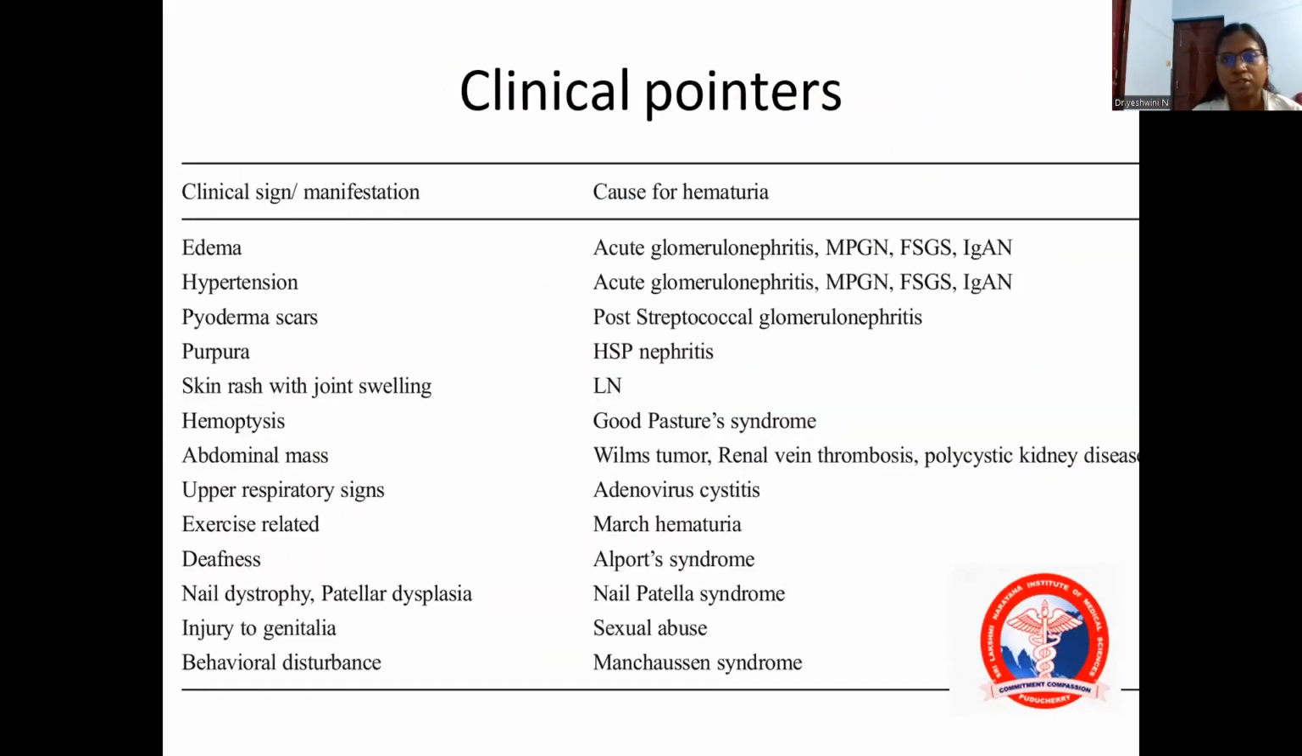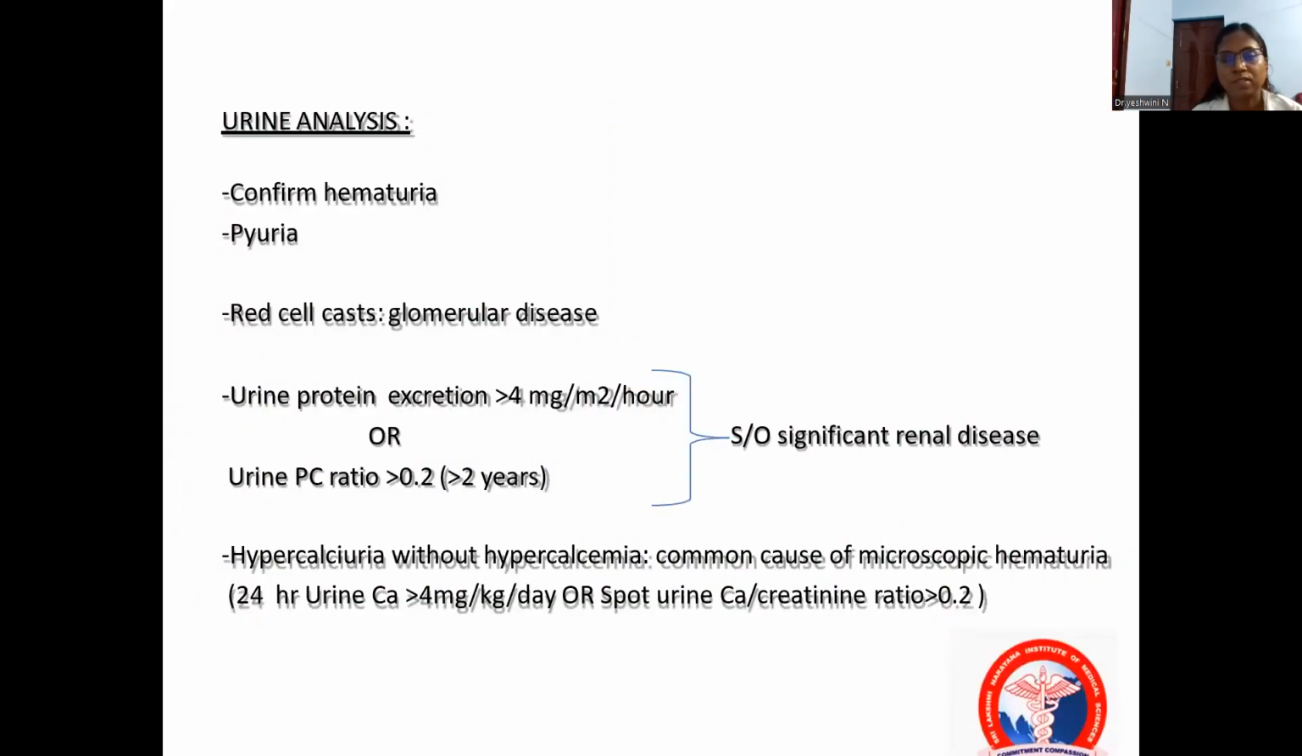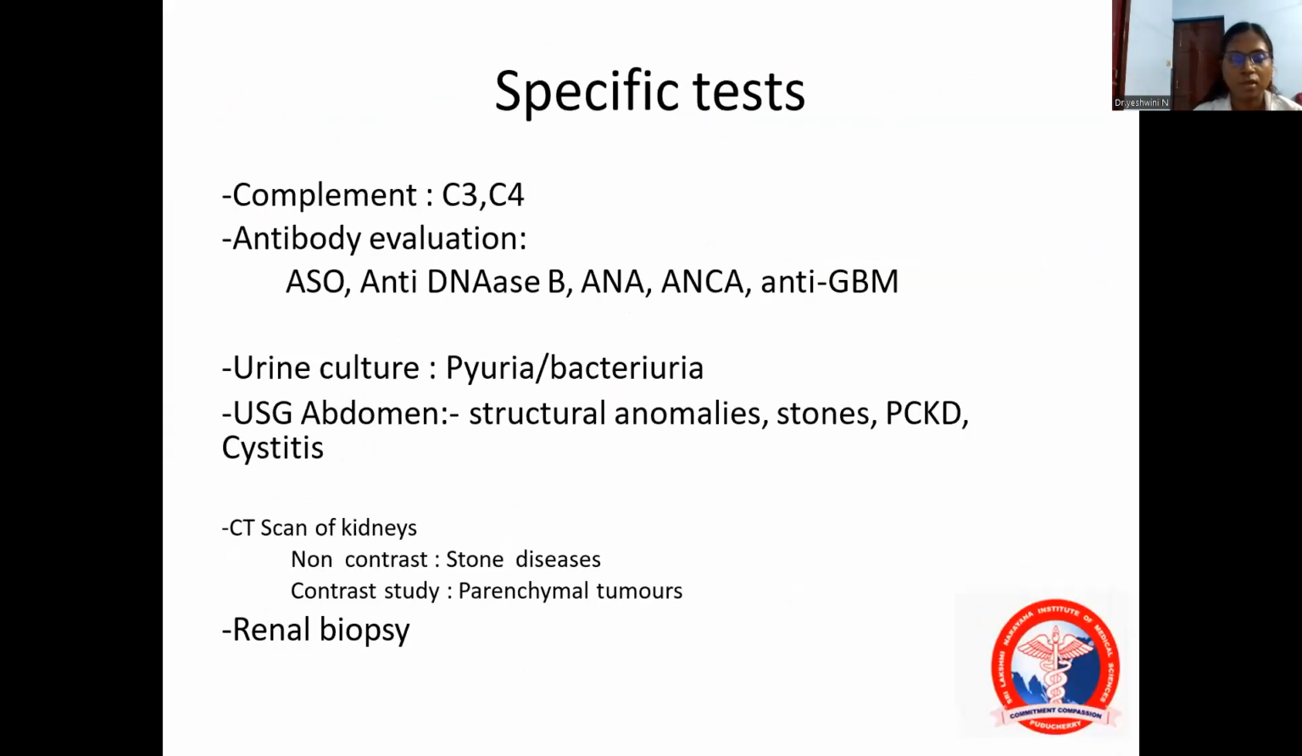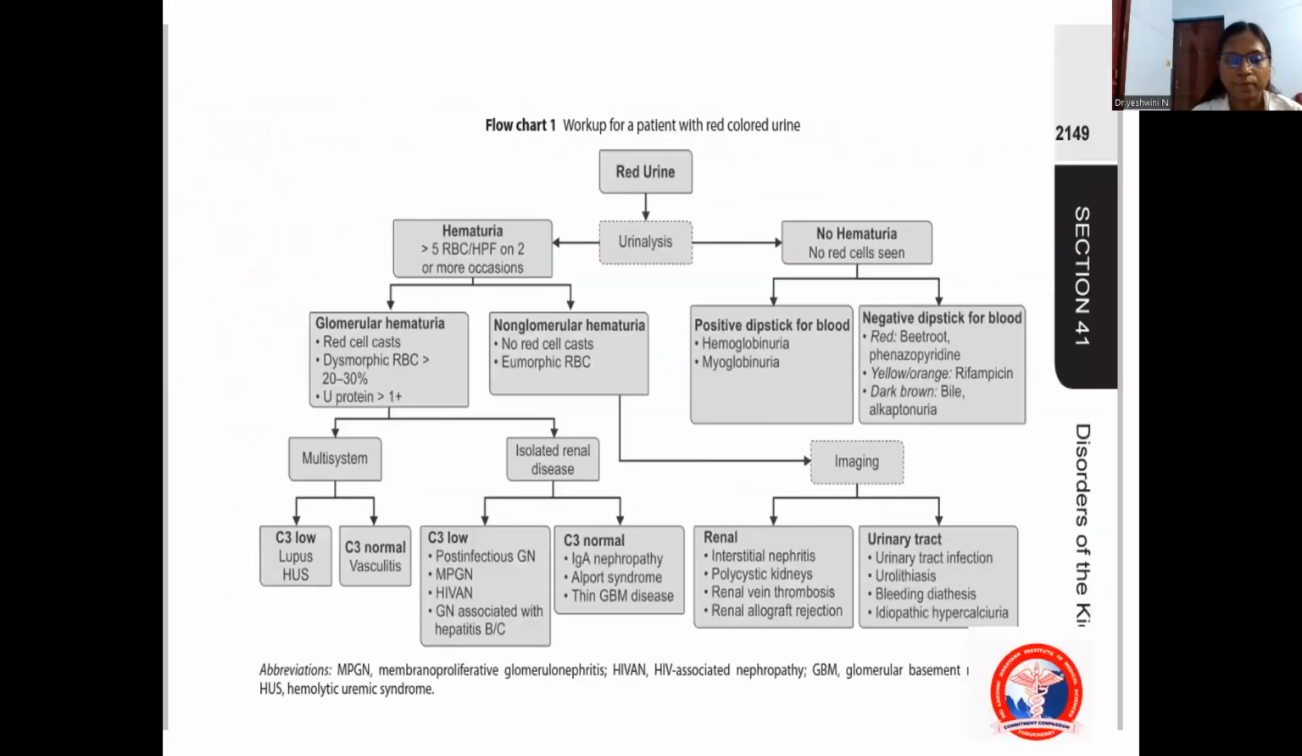So whenever a child presents to you with red urine, you diagnose first if it is hematuria or not. If it is hematuria, think of whether it is a glomerular cause or not. Then you decide what to do. So non-glomerular, go for imaging and find out the cause. If it is glomerular, you do C3, C4 to diagnose what it is. If there is no hematuria, you do a dipstick, and if positive you find out if there is hemoglobinuria or myoglobinuria. If it is negative for dipstick, then you diagnose if it is because of some dyes.